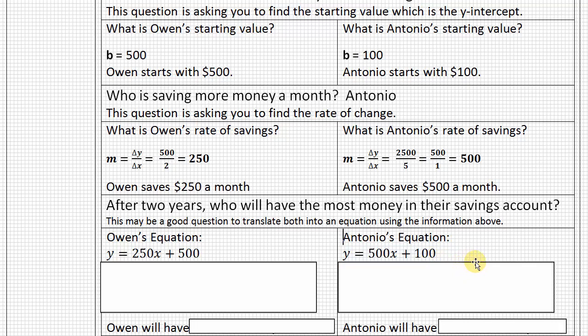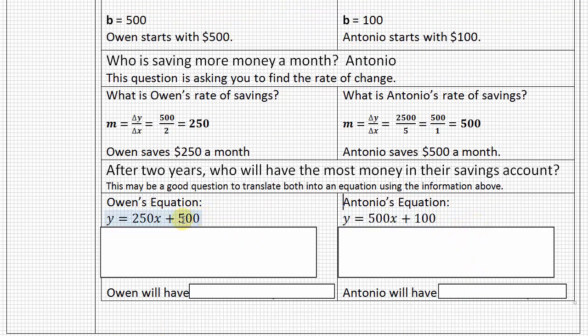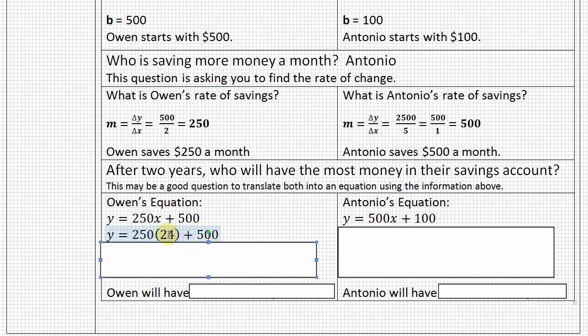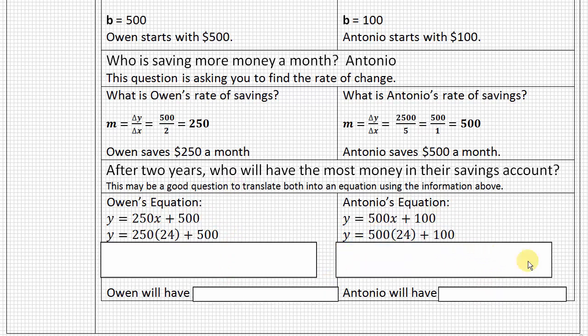So now, and this is where the equation is really handy, we want to know in 2 years, which is 24 months, who will have the most money. So what we can do is just plug in 24 for x, and we can do that on both sides, into our equation, and now we can just calculate it. So I'm going to pause here and see if you can calculate it, and then we'll compare our answers and see if we agree. Once we plug that in, I still want you to follow order of operations. It's a good idea to show each step.